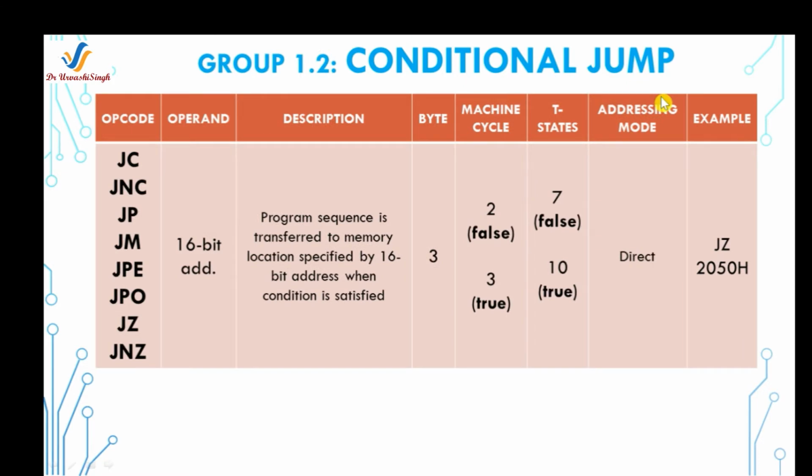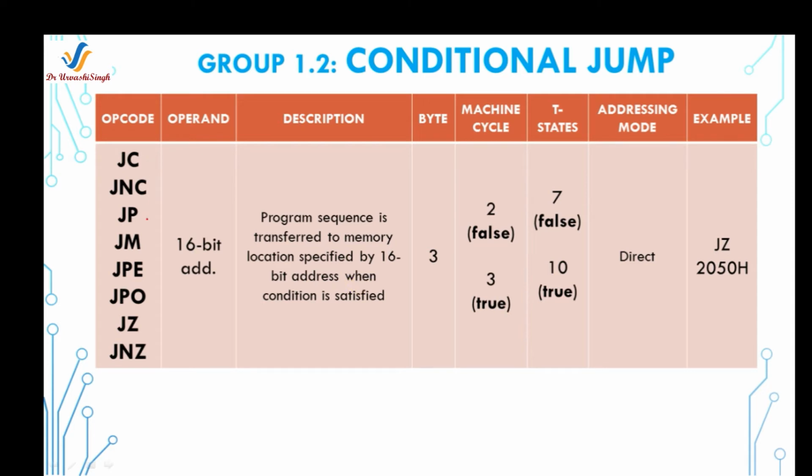These instructions allow the microprocessor to make decision of transferring the sequence of the program based on certain conditions indicated by the flags. Students, note the point that before the conditional jump instruction, there must be some logical or arithmetic instruction executed, because after that flags will be updated and you can check the condition of the flag, and based on that the microprocessor decides where to jump or not to jump. If the condition is satisfied, then it will jump. Otherwise, it will continue to execute the next instruction.